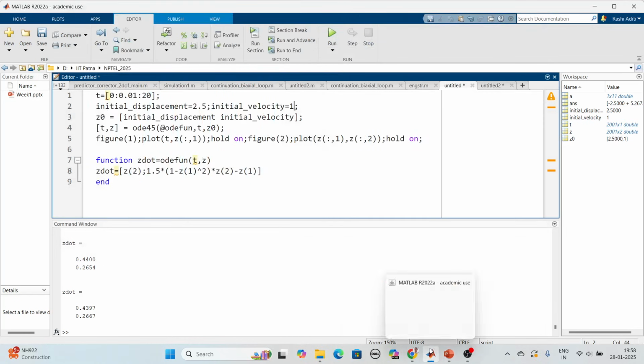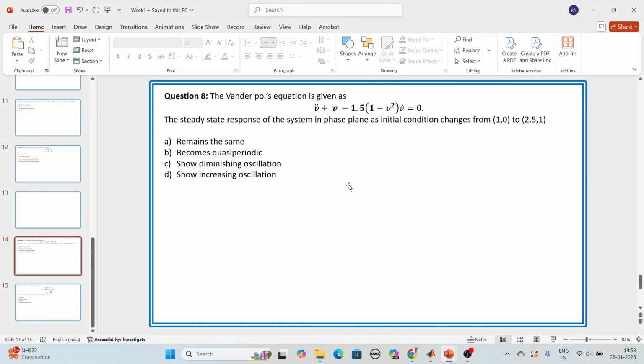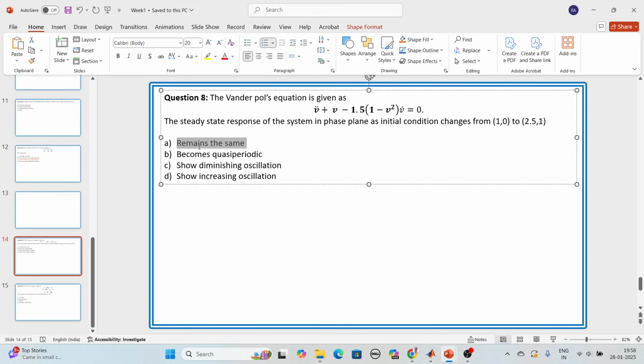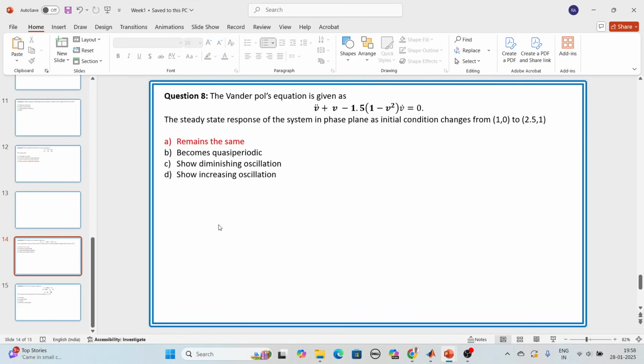Closing this and coming to the PPT, we have the steady state response of the system in the phase plane as the initial condition changes from 1, 0 to 2.5, 1. The correct answer is A, remains the same.